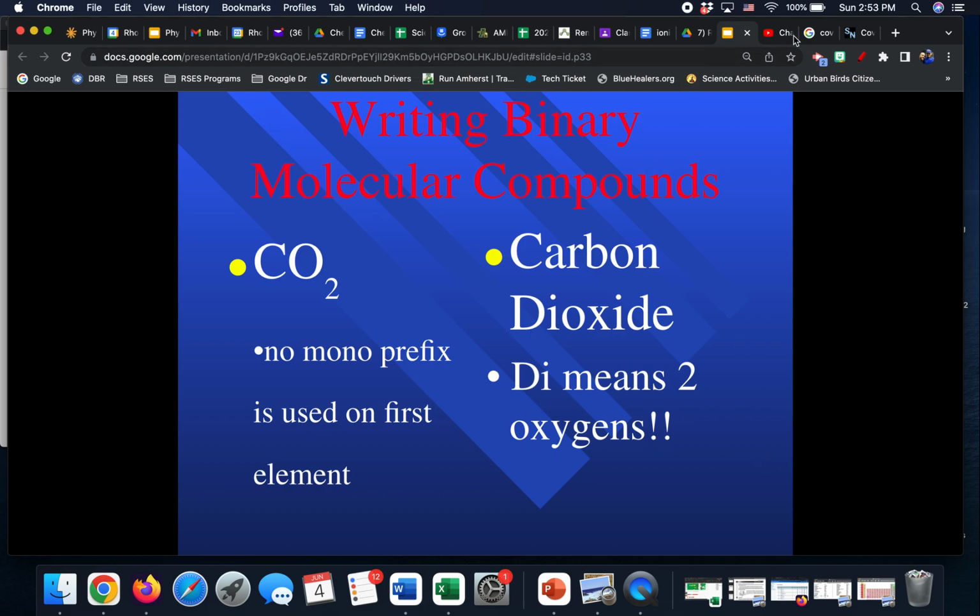So some more examples here. CO2. We probably know that one. We really know it's carbon dioxide. But hopefully now we know why. Di is the prefix for 2. Oxygen becomes oxide. And like I said earlier, mono is only used if the second element has 1. Carbon is the first element, so we don't have to put monocarbon, we just put carbon instead. Something you'll get used to.